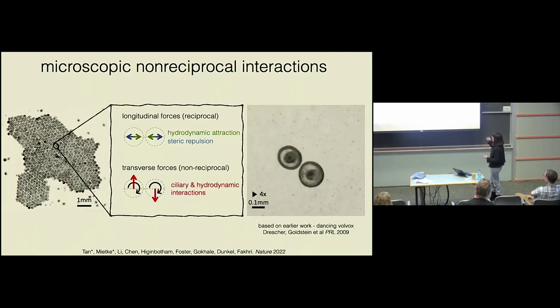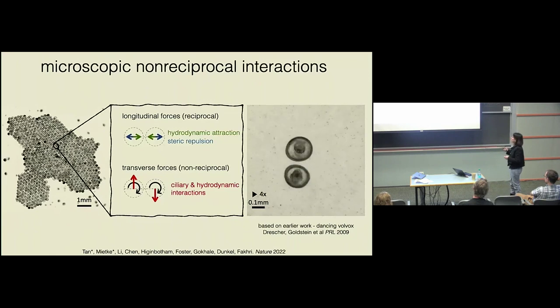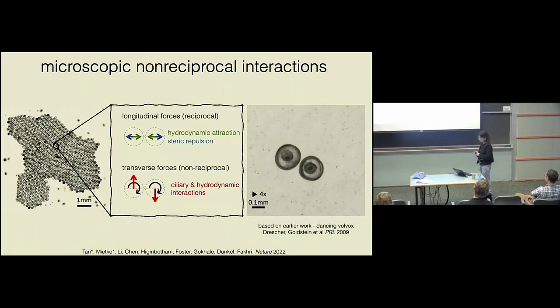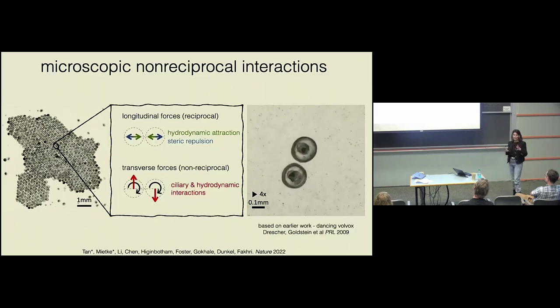And you can also see that when they come together, they don't stick, they actually start rotating, orbiting with respect to each other. So these are the type of microscopic non-reciprocal force and torque that we have within the system. And one thing I want to mention is that this is a generic feature of these type of swimmers.